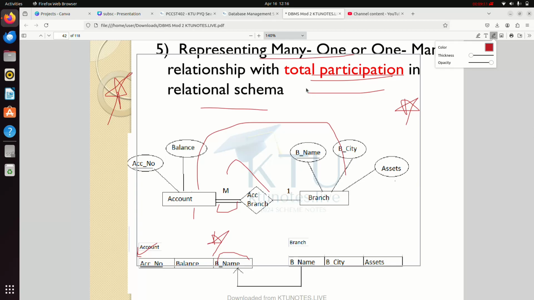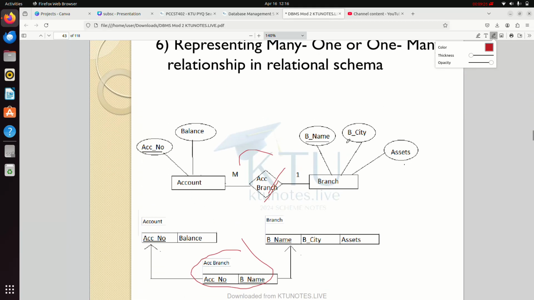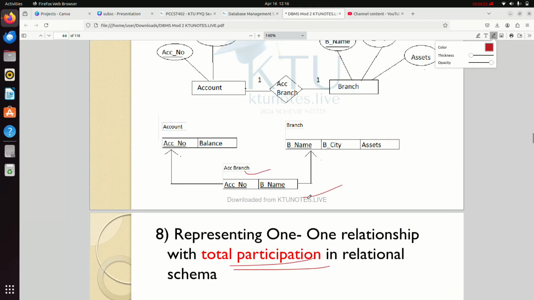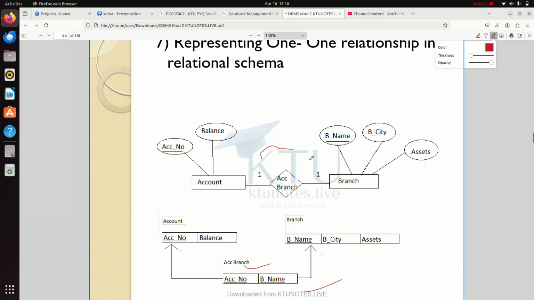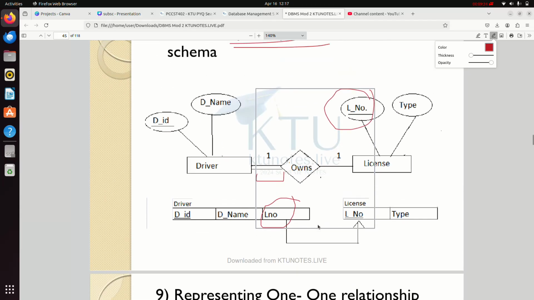Now, total participation in many to one and one to many, or one to one also, we have said. For total participation on one side only, which has total participation, that would contain the primary key of the other table. That is what we have said here. See, this is just one to one.